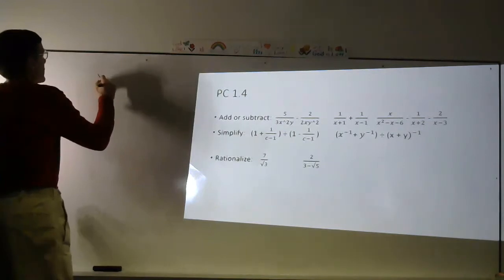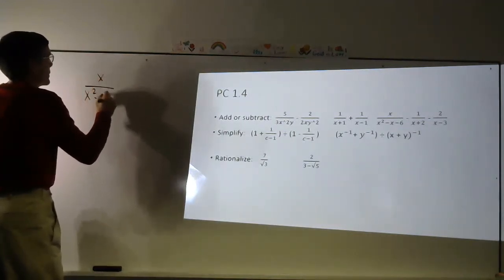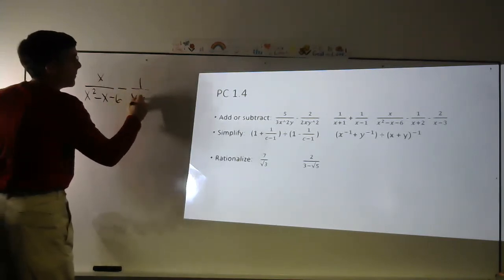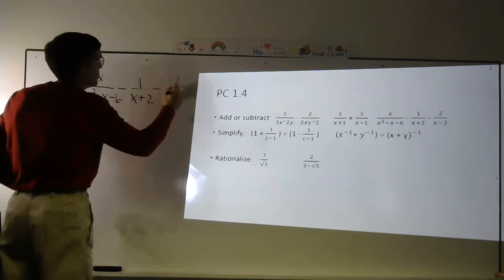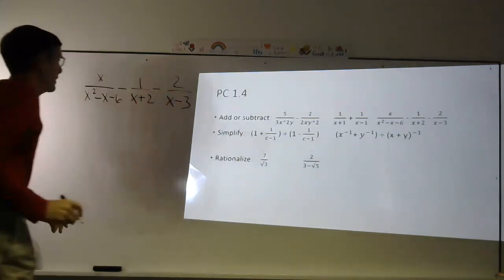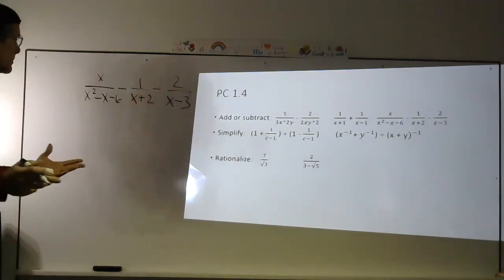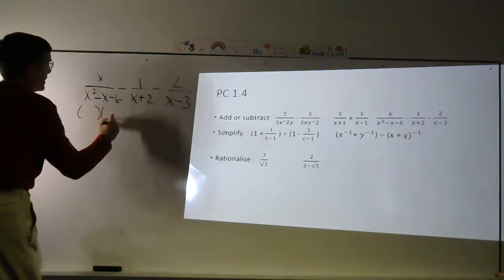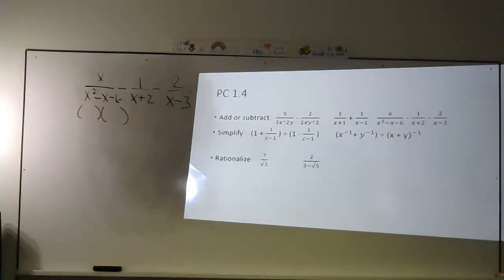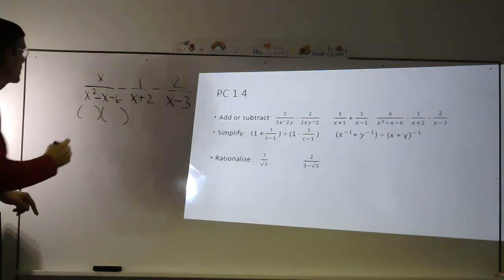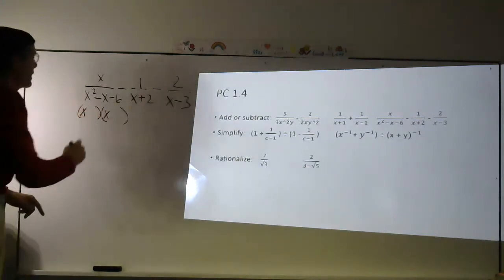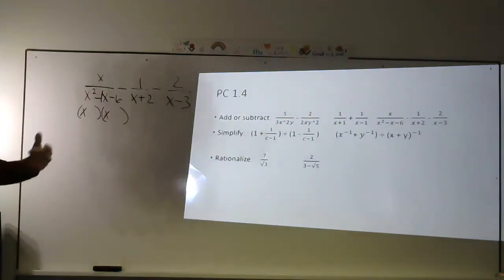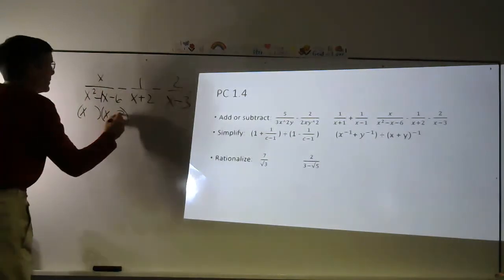Last one. All right, here we go. Factor the bottoms. These two are factored. This one is not. This one should be a very easy FOIL in reverse because there's nothing in front of the x squared. So put an x and an x. What are factors of 6 that subtract to give you 1? Factors of 6 that subtract to give you 1.